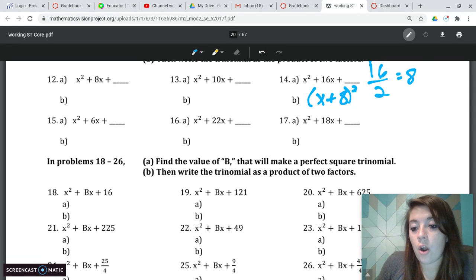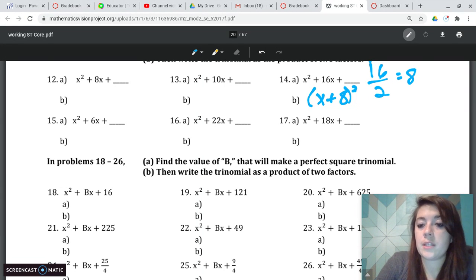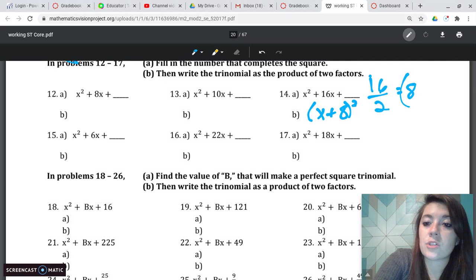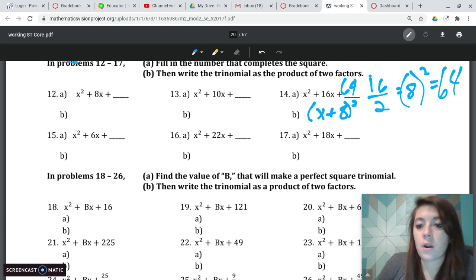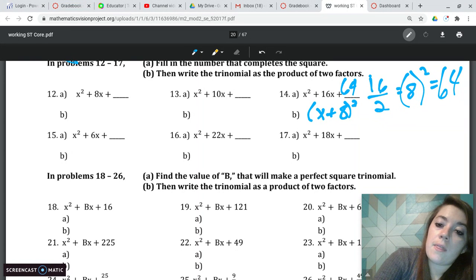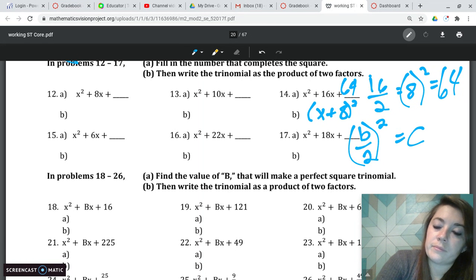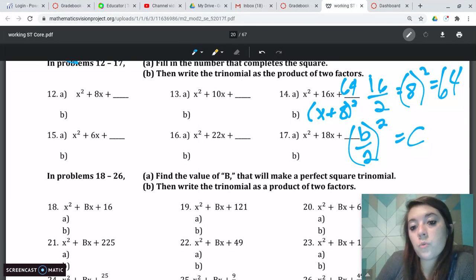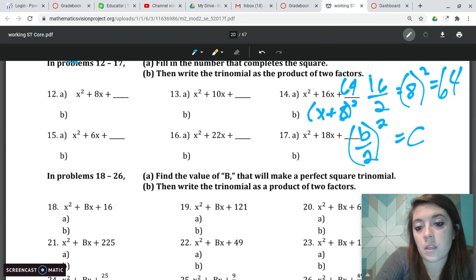Now, to find our missing value, our c value, to complete this square, we need to take and square the 8. So 8 squared is 64. 64 completes the square. So you will always take the b term and divide it by 2, and then square it to get your c term. And the b divided by 2 will always be what goes here where this 8 is, every single time.